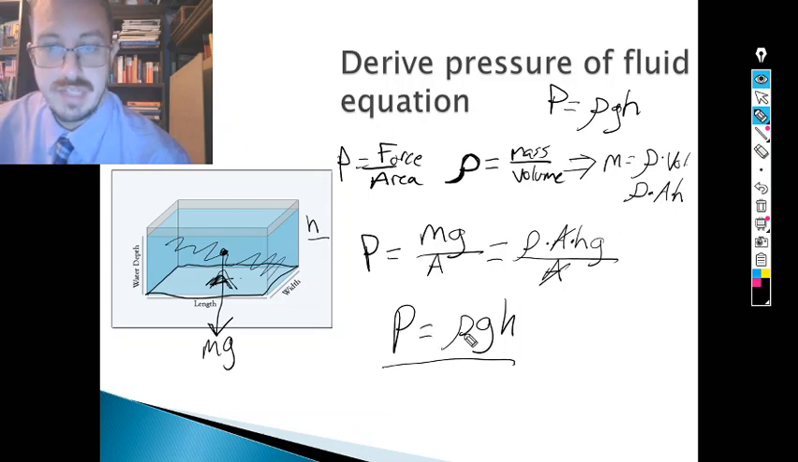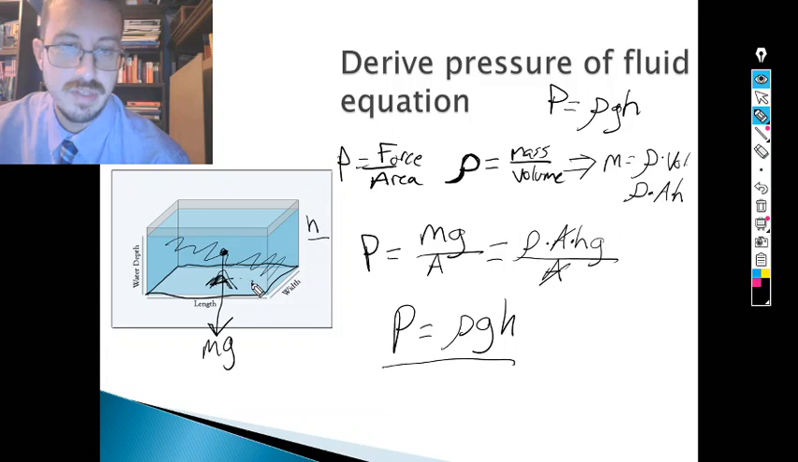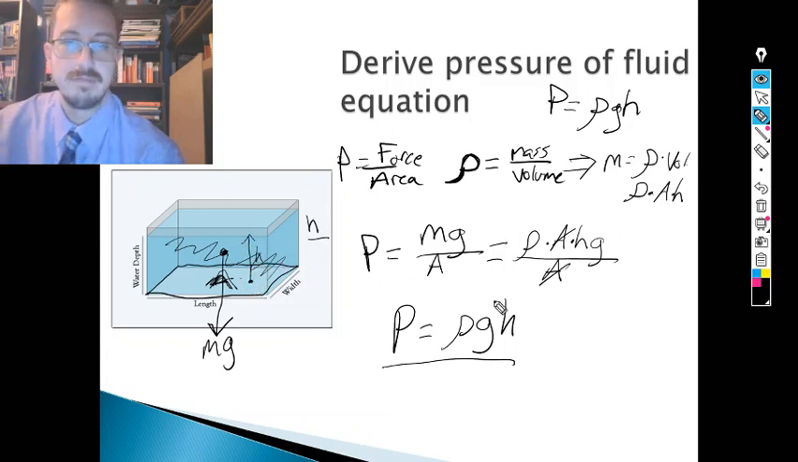Pressure equals density times acceleration due to gravity times height, where h is the height of all of those particles above the point where you're measuring the pressure. So it's the pressure at this point, where h is all of this distance above.